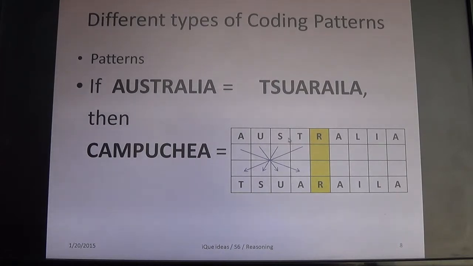So AUSTAALI. Using the same logic, P would remain the same, U would remain the same as that is the middle letter, and the remaining 4 would be flipped. So Kampuchea should be coded as PMACUAEHC.